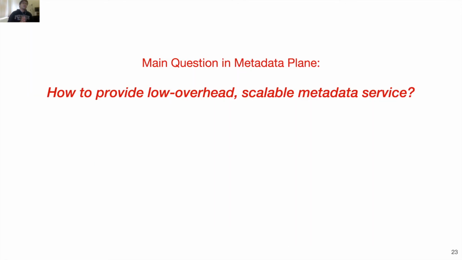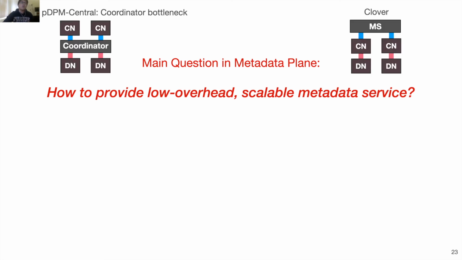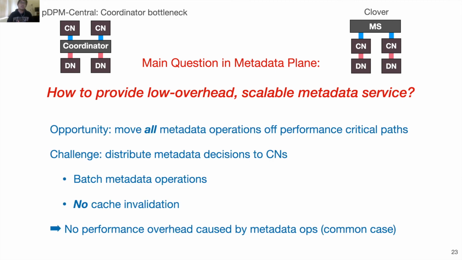Now let's look at Clover's metadata plane. The main design question here is how to provide a low overhead, scalable metadata service. Different from Central, Clover's centralized metadata plane is not in the middle of the data plane, which brings both new opportunities and challenges. We leverage the opportunity that the metadata server is not in the middle of data access to move all metadata operations off performance-critical paths.